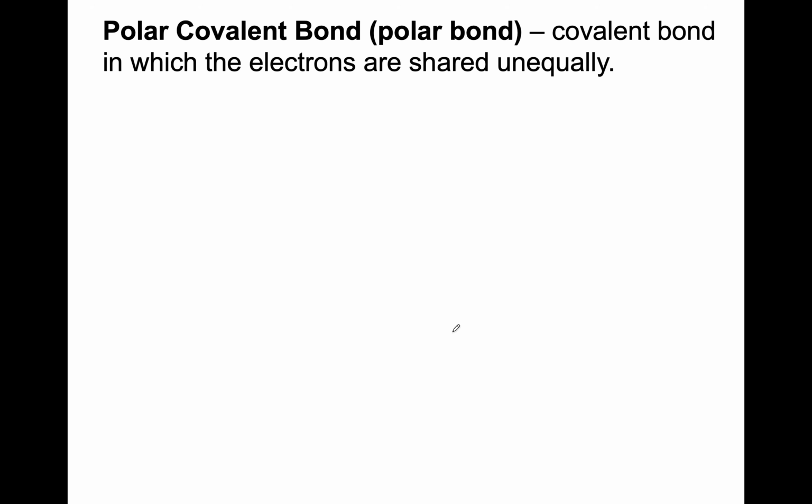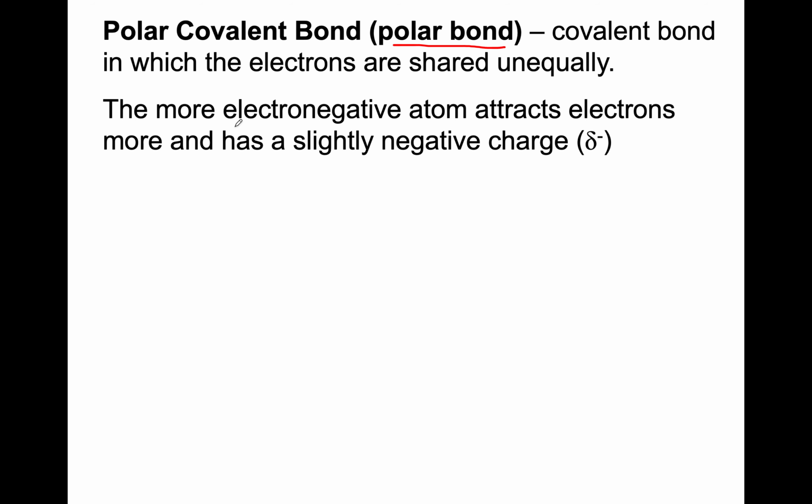However, that's not always the case. And that's when you get polar covalent bonds, or more often referred to as a polar bond. This is a covalent bond, so two nonmetals, in which the electrons are shared unequally. So the more electronegative atom, remember, the more electronegative an atom is, the more it wants to hog electrons. The more electronegative atom attracts electrons more and has a slightly negative charge.